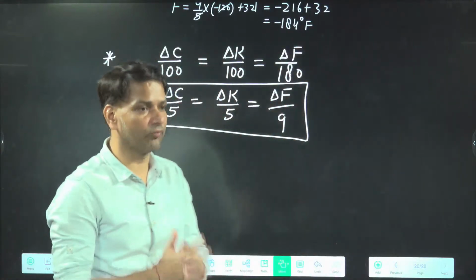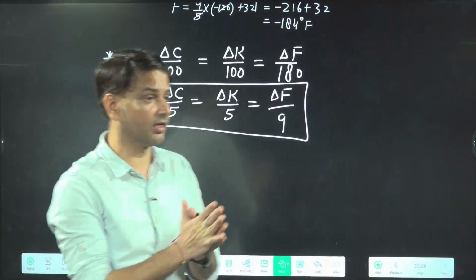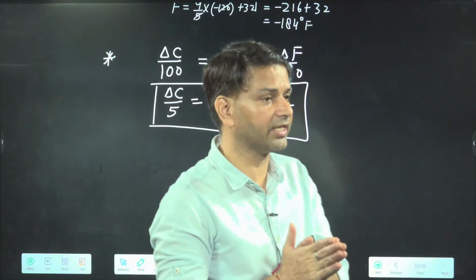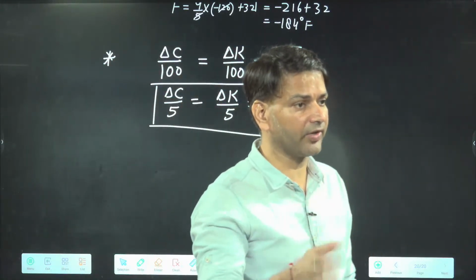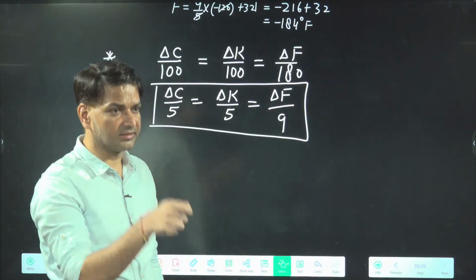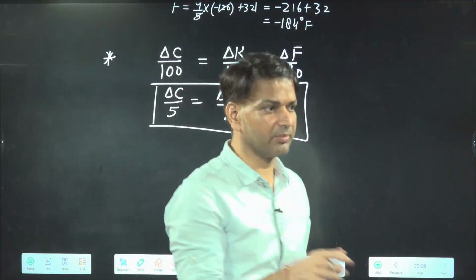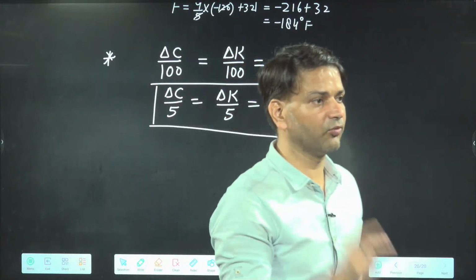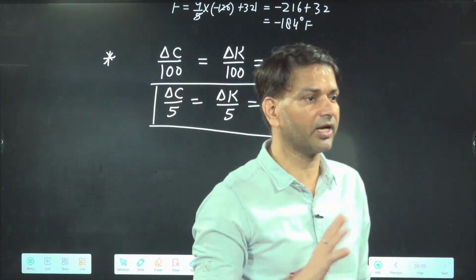Suppose you have to convert a 1 degree C temperature increase, you have to write it in Kelvin and Fahrenheit. Tell fast, what is the answer? For a 1 degree C increase in temperature, delta theta, the change in temperature, is 1 degree C. What will be the value in Kelvin and Fahrenheit? Tell fast.